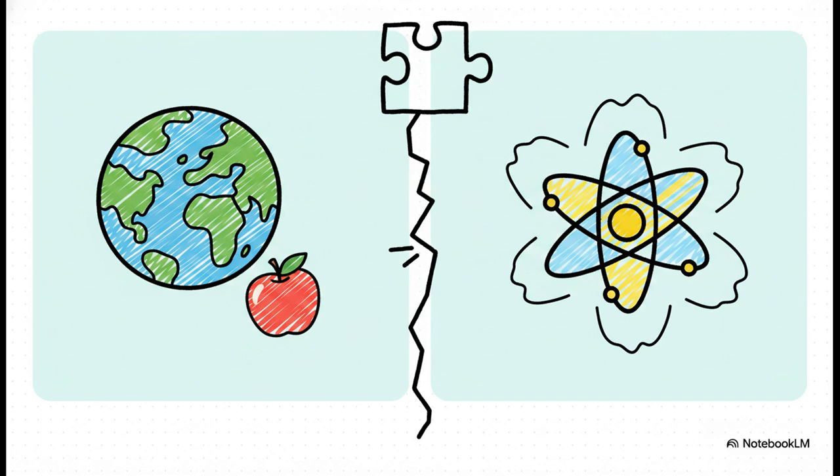This macro versus micro disconnect is the ultimate missing link. Einstein just flat out refused to believe the universe uses two completely incompatible rulebooks. He wanted one unified architecture.